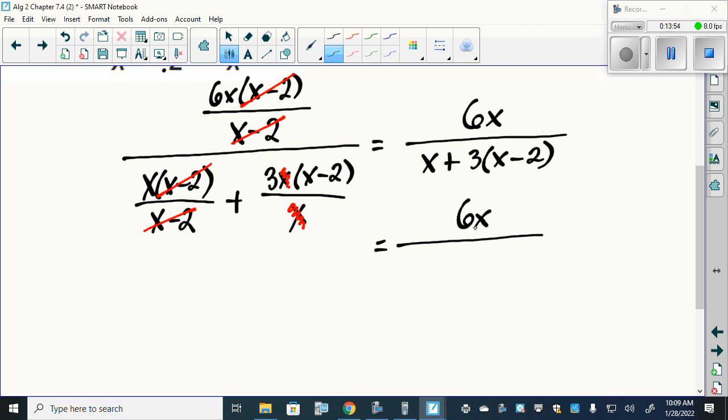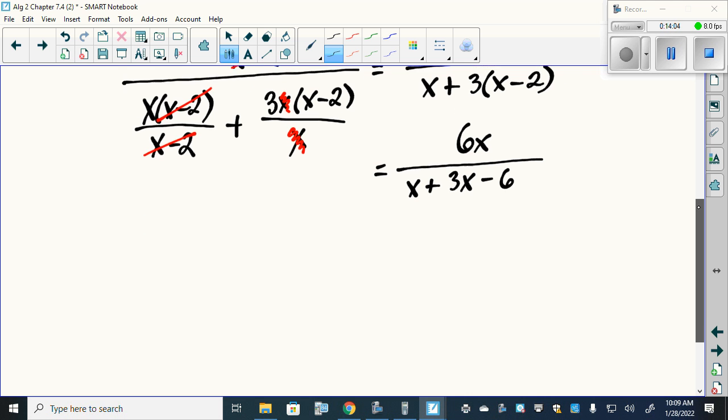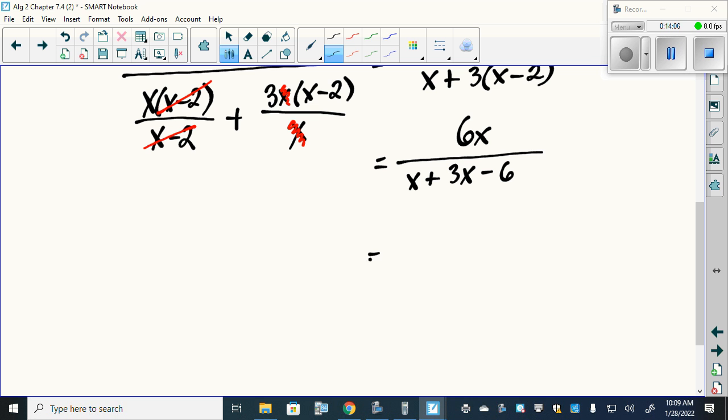So we'll have x plus 3 times x, and 3 times negative 2 is negative 6. Well, x plus 3x is 4x minus 6. Exactly, we do have to simplify this.